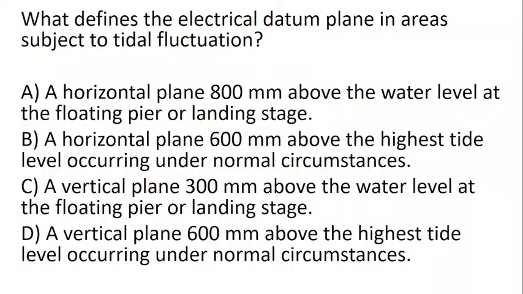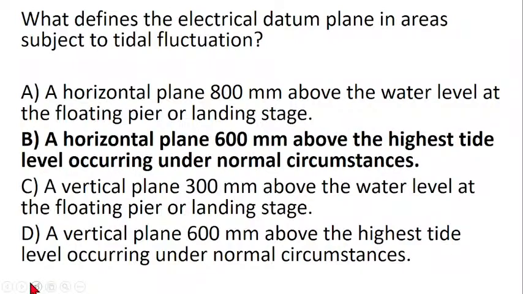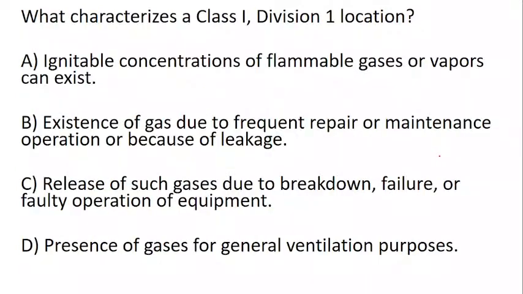From the water level. Okay. So the correct answer for this one is letter B, no? So horizontal plane 600 mm above the highest tide level. Okay. Next, what characterizes class 1 division 1 location? So, alin dito? Yung nagdi-describe for class 1 division 1 location.